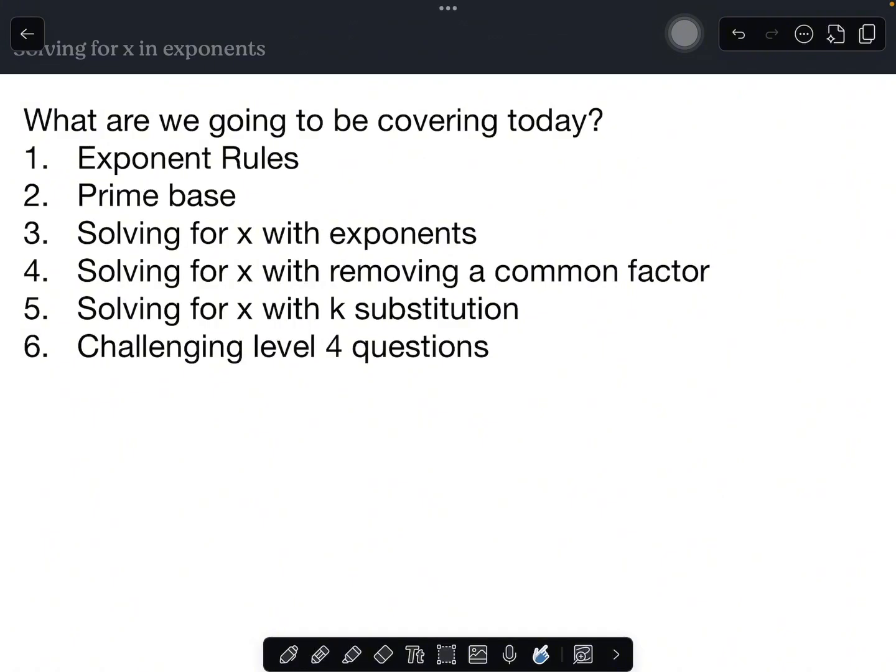So this video is going to be divided into 6 sections. The first section, we're going to go over our exponent rules. Second, working with the prime bases and why we even put our equations in prime bases. Then we're going to solve for x with the exponents. We're going to do some of those sums. Then we're going to solve for x with removing of a common factor. Then we're going to solve for x with the substitution method, which is what you're doing now in grade 11, and also then the challenging level 4 questions.